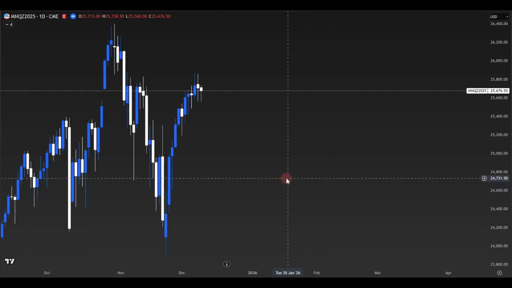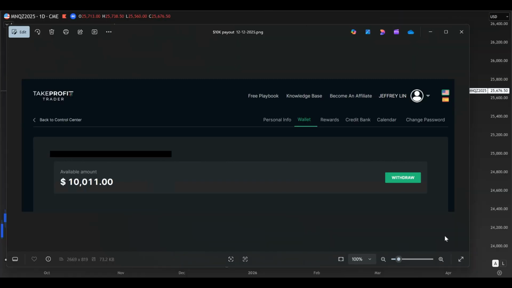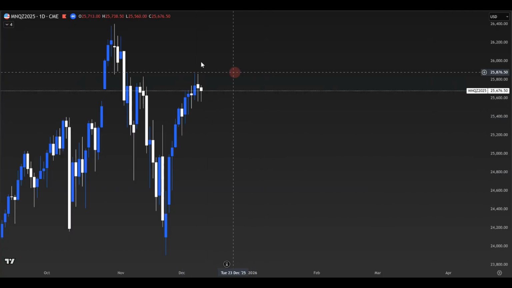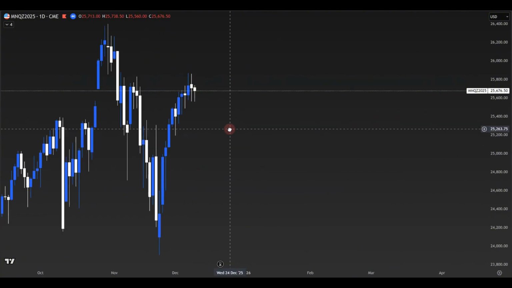I'm going to be detailing two specific trades that I took that were responsible for a 10K payout on my Take Profit Trader accounts, which you can see here, right? And I'll be going over basically the whole breakdown of these two trades that were responsible for this result, going over the entries, the exits, the setups, everything in between. All right, so let's get right into it here.